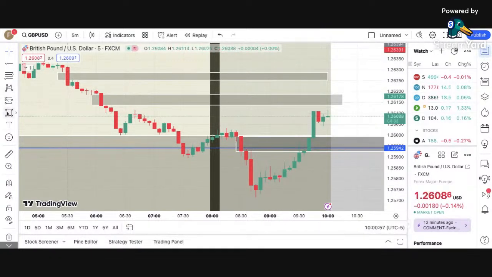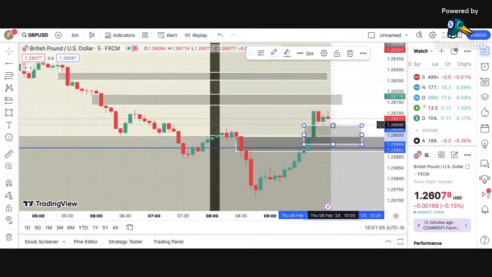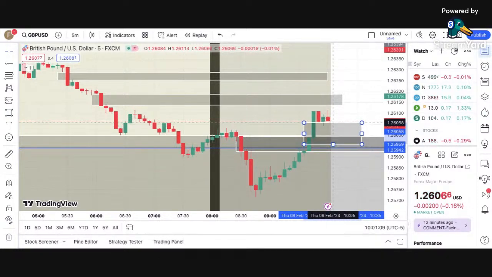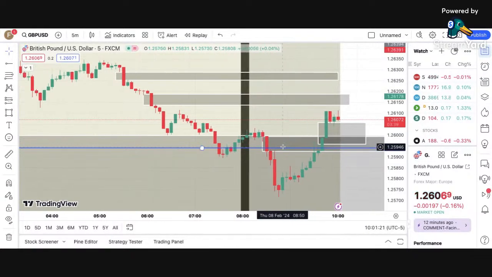So you can see this. It's made another gap. And truly, this would be like right here. So we're going to see how it reacts off this area. So now we have support twice right here. Let's see how this works.